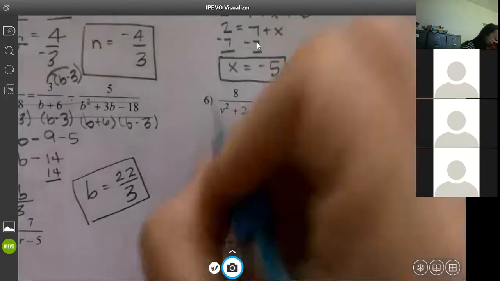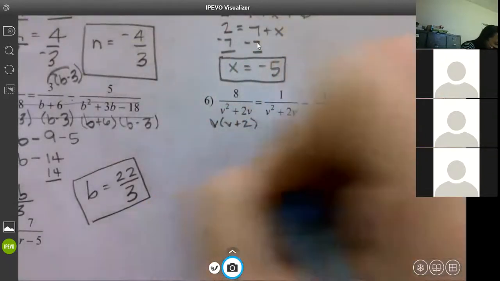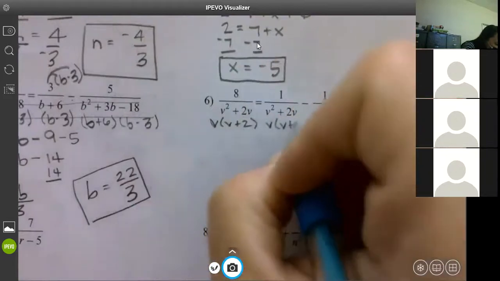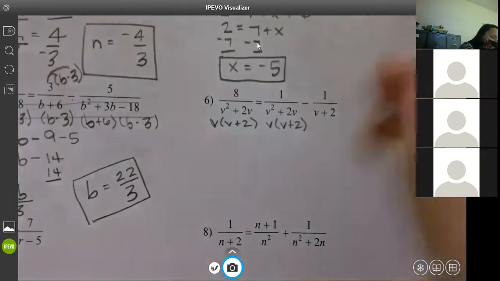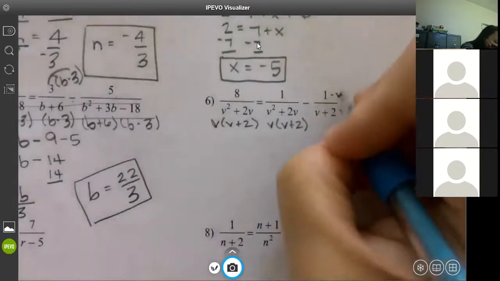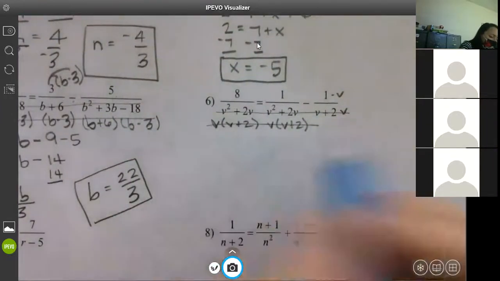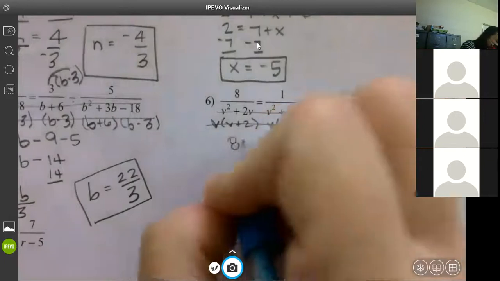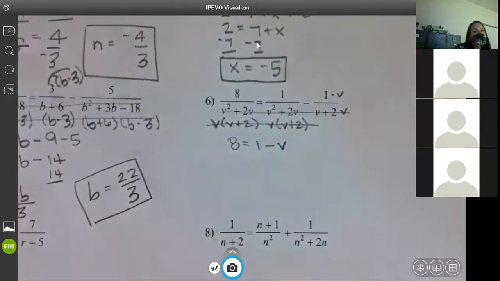Take out a v. Leaves me with b plus 2. This one is the same way. So what does that mean my third one needs? It needs just the v. So what I do to the bottom, I have to do the top. And then our denominators don't matter. I get 8 equals 1 minus 1 times v is v.